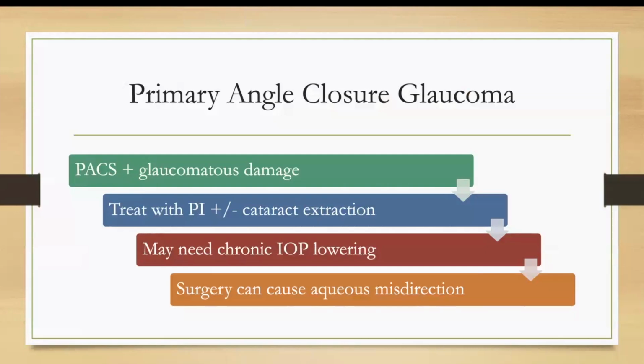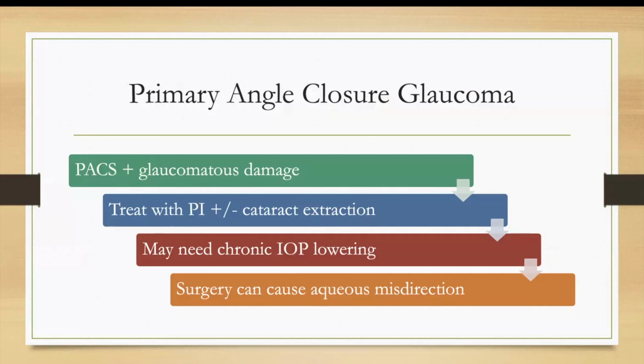So then you've got glaucoma. This is essentially primary angle closure plus glaucomatous damage. And you're going to treat these the same way. But some of these patients, once they actually develop the glaucoma, even once you've given them a PI or taken the lens out, while in some patients that can be curative in terms of their pressure, some of them actually do need chronic IOP lowering.